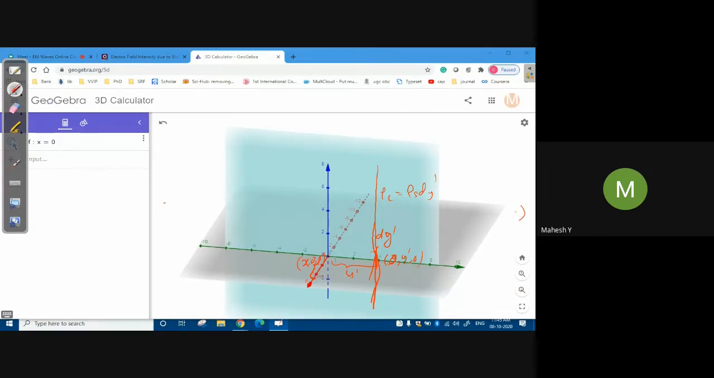Now, can anybody tell me what is this length? This length is x dash. So if you visualize from the top, this length is x dash, this length is y dash. So I'll erase and draw, show here.